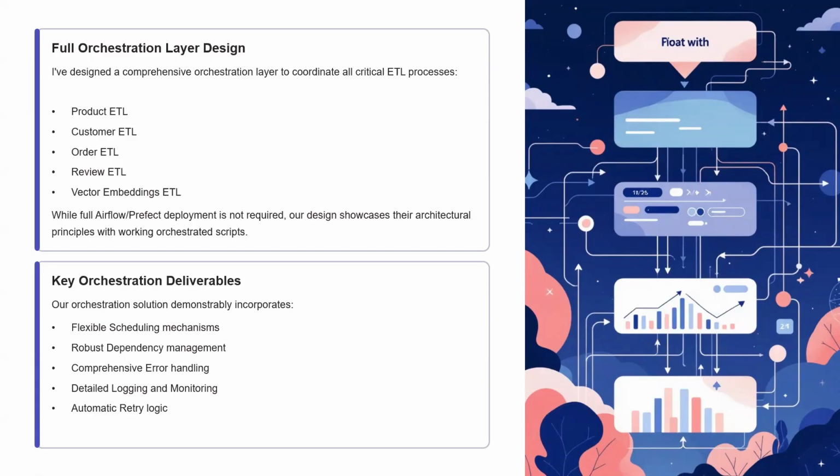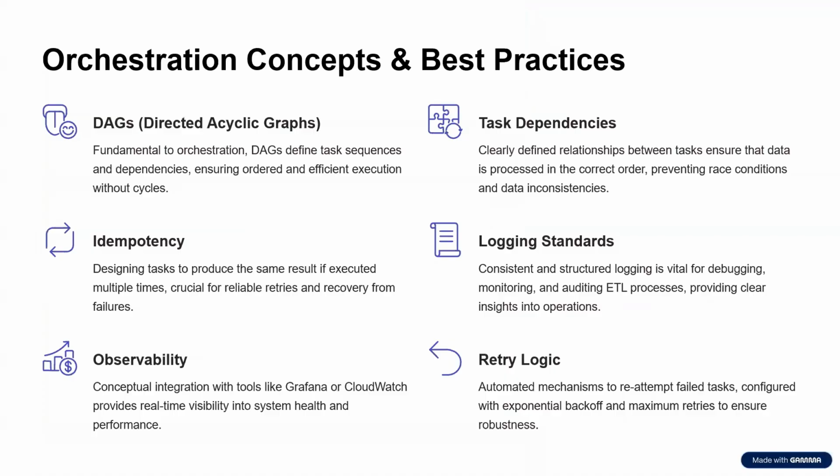So this slide shows the full orchestration layer I designed. It covers all the ETL pipelines like products, customers, orders, order items, reviews, product embeddings, and MongoDB synchronization. Even though I didn't deploy Airflow, my implementation follows the same principles, which is dependency ordering, retries, and structured logging. So I followed the industry standard orchestration concepts.